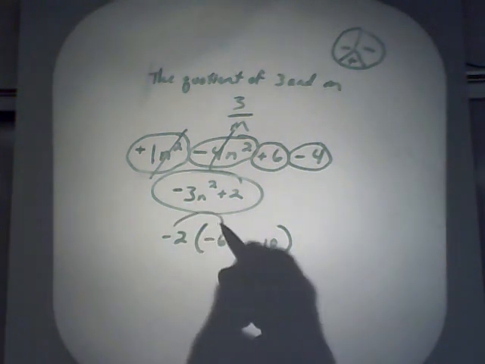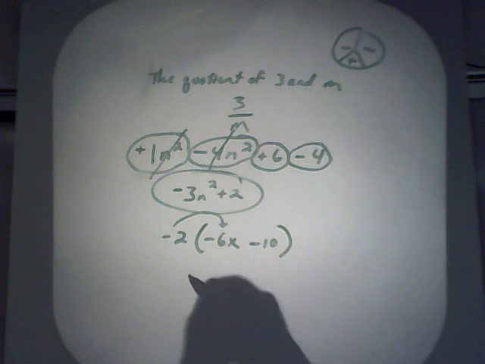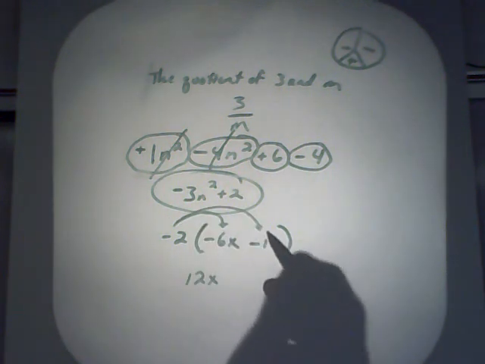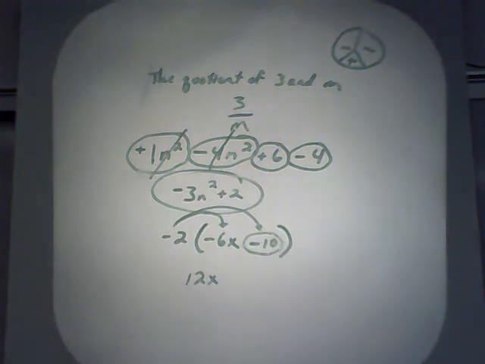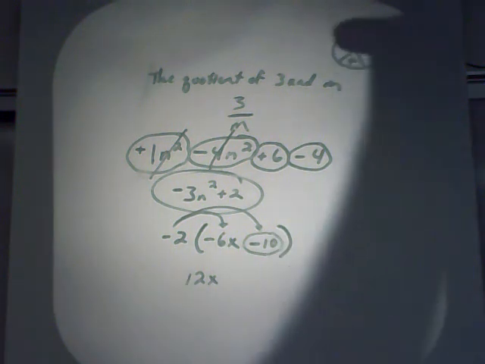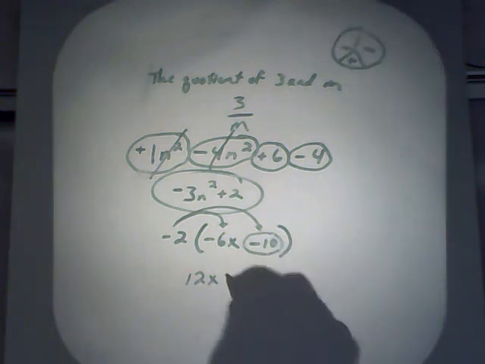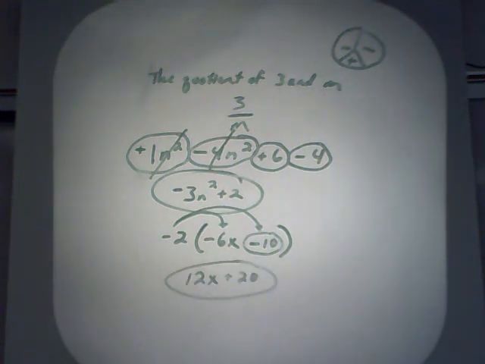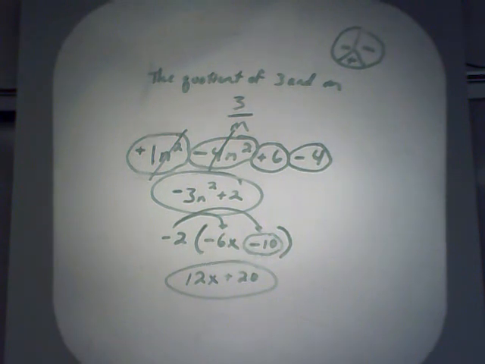Negative 2 times negative 6x is a positive 12x. Negative 2 times a, careful, negative 10. Negative times a negative is a positive 20. 12x plus 20. We good? 12x plus 20. All right, so your assignment.